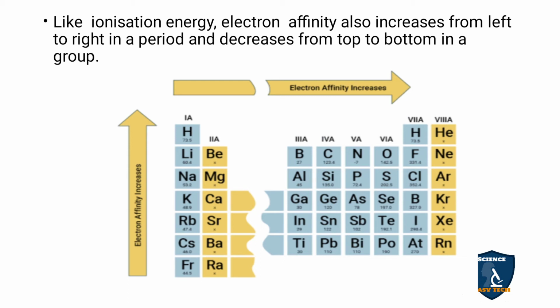Like ionization energy, the electron affinity also increases from left to right in a period and decreases from top to bottom in a group. So it increases from left to right in a period, whereas in a group, it decreases from top to bottom. You can see the arrow mark also. From top to bottom, it decreases in the group.